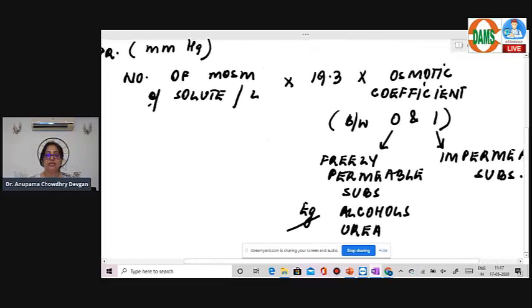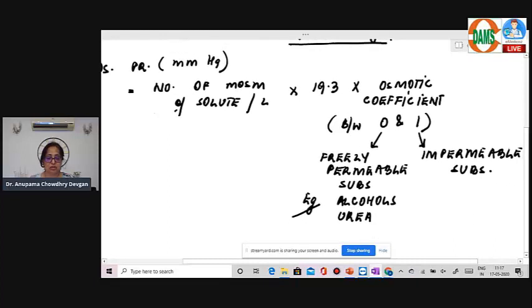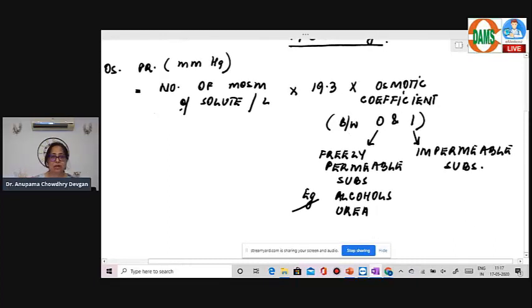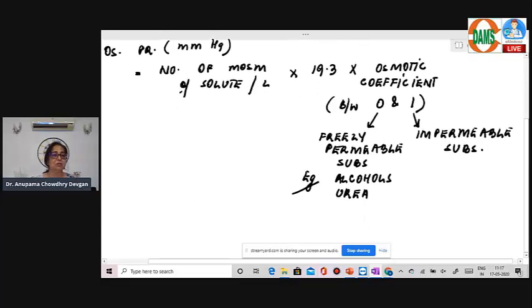So this is how you're going to see the osmotic pressure. What is osmotic pressure in millimeters of mercury? This is the number of milliosmoles of solute per liter into 19.3 into the osmotic coefficient. And the osmotic coefficient is between 0 and 1. 0 is for freely permeable substances. 1 is for an impermeable substance. It could be 0.7, 0.8, depending on the permeability of that substance.